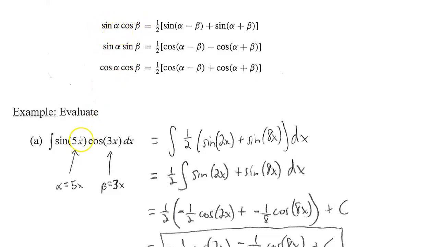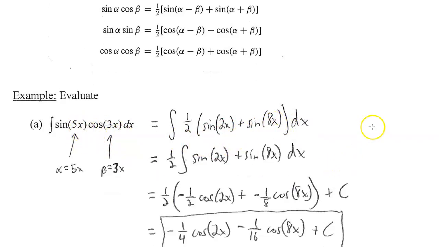Now the alpha is 5x. By the way, the alpha is not just 5, it's 5x. The beta is 3x. Okay, so sine of 5x times cosine 3x ends up equaling 1/2 sine of 5x minus 3x, which is 2x, plus sine of 5x plus 3x, which is 8x. Okay, so sine 5x times cosine 3x is actually 1/2 times sine of 2x plus sine of 8x. And the reason it was 2x is that's the same as 5x minus 3x. And the reason it's 8x is that's 5x plus 3x.